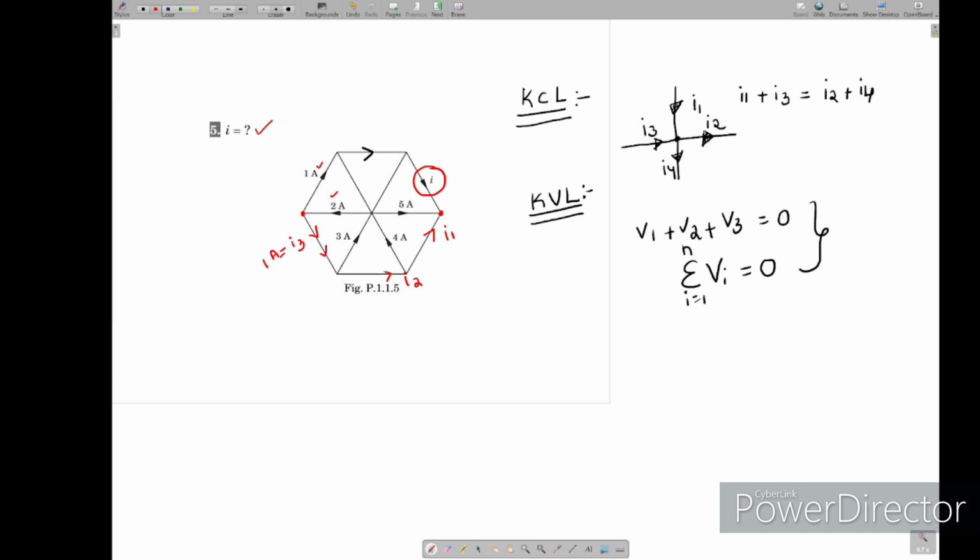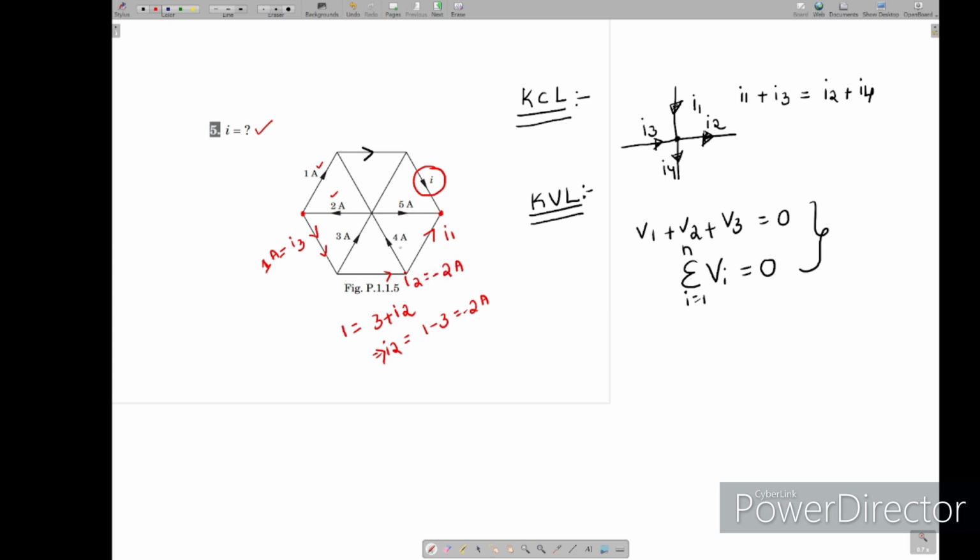So 1 amp is coming like this, and this is entering, this is leaving. So 1 amp is entering and 3 amps leaving and I2 is leaving. So 1 amp, the sum of the entering currents equals the sum of the leaving, 3 plus I2. So we have I2 equal to how much? I2 equals 1 minus 3 equals minus 2 amps. So this I2 equals minus 2 amps.